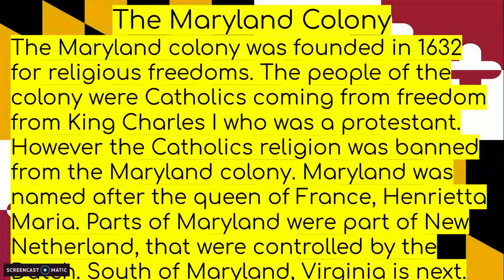Parts of Maryland were part of New Netherland, but not a lot of it. It was mostly controlled by the British, English at the time, and then some of South Maryland was given to the city of Washington D.C., but that's later on when it became a state.